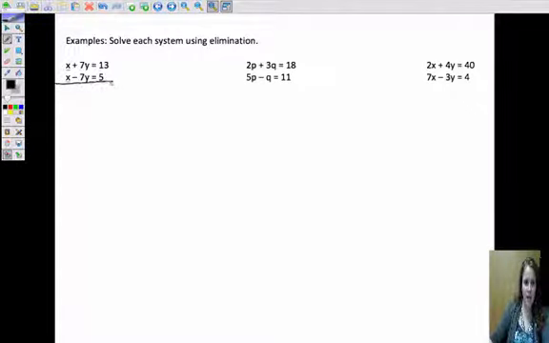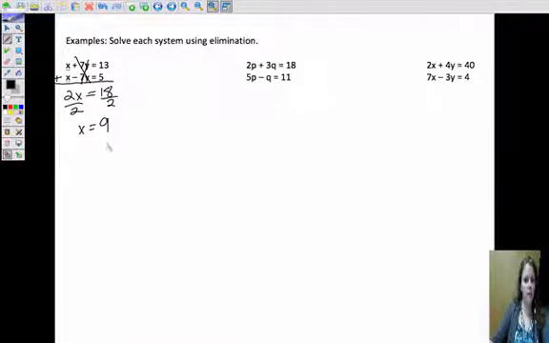So if I draw a line here and treat this like a simple addition problem, something interesting happens. If we have x plus x, we have 2x, right? And then 7y minus 7y, those are going to cancel. And then 13 plus 5 is going to give us 18. And then we can just solve for x from there. Divide by 2, and x equals 9.